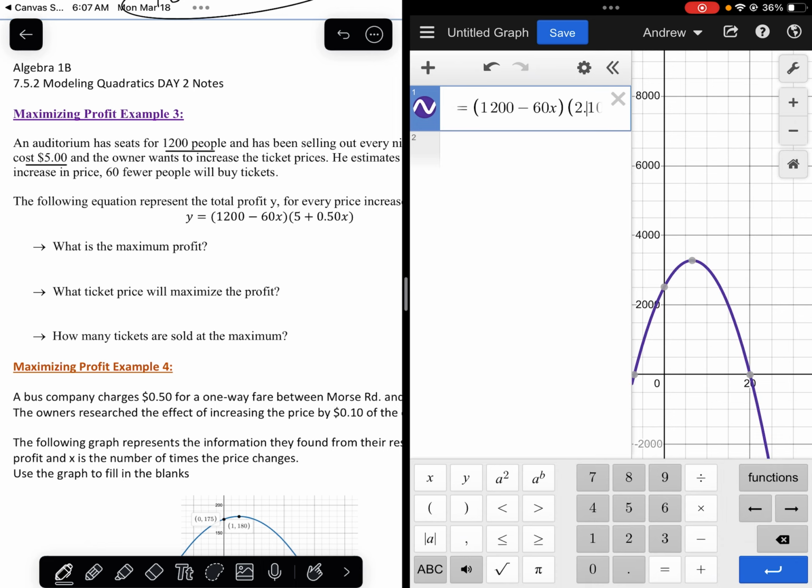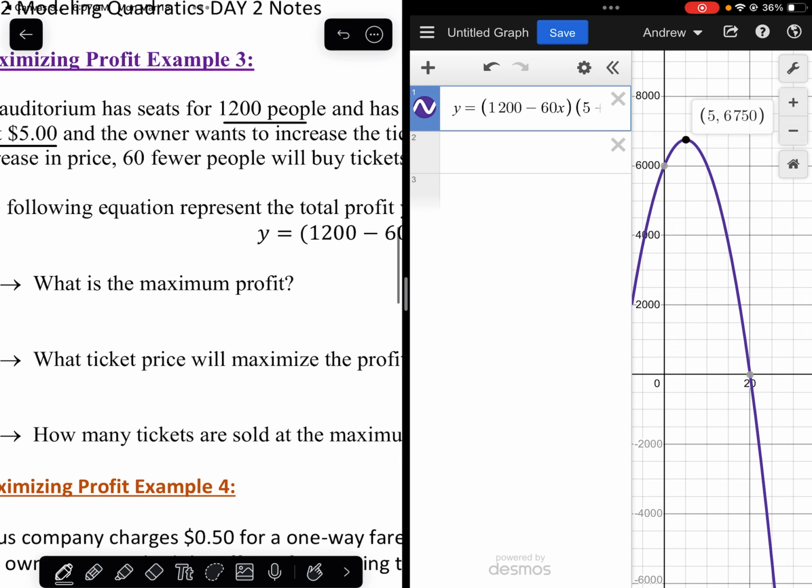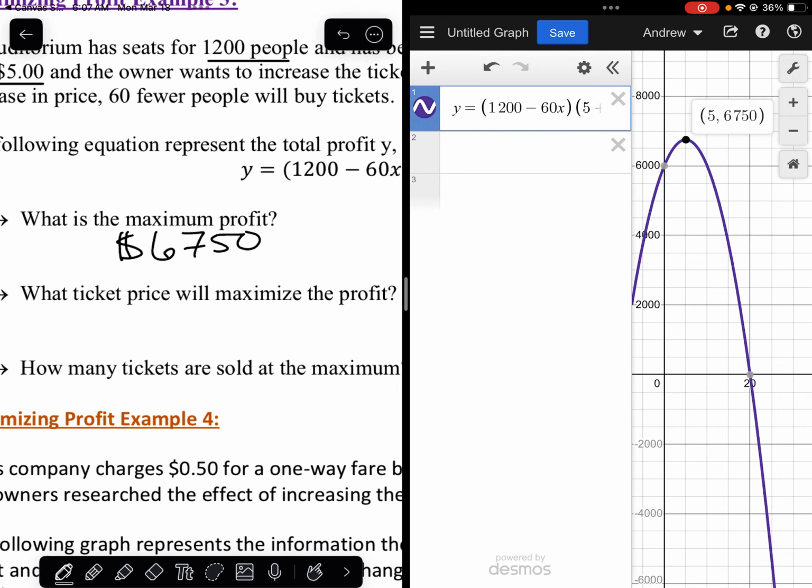All right, so we've got 1,200 minus 60x. Then we've got $5 plus 0.50x. So, okay, what is the maximum profit? Let me just make sure. Yep, it's typed in correctly. Okay, the maximum profit for this auditorium is $6,750. What is the ticket price that will maximize that profit?